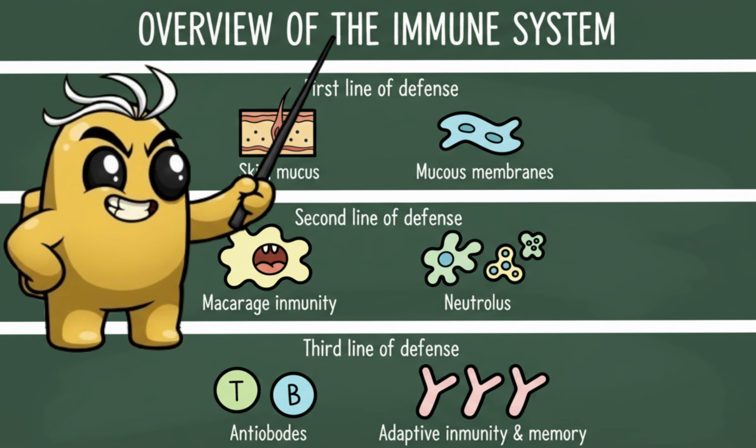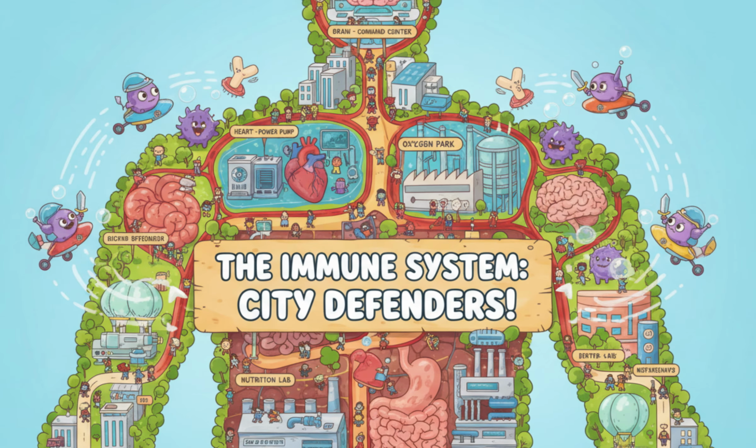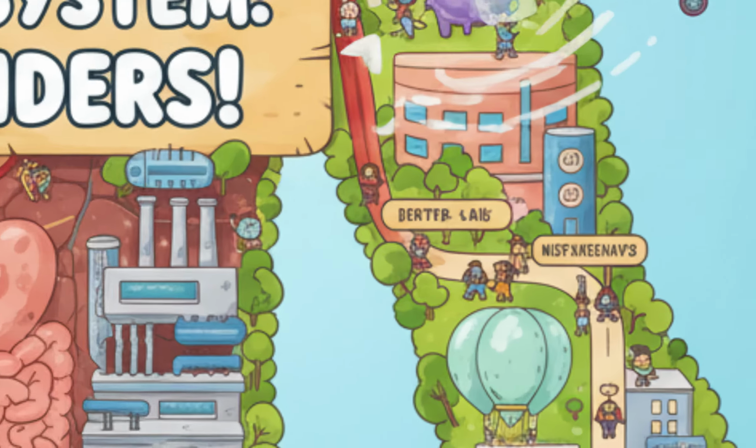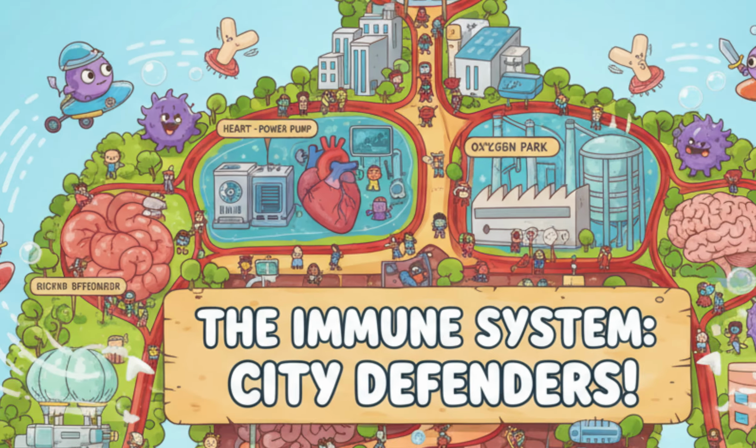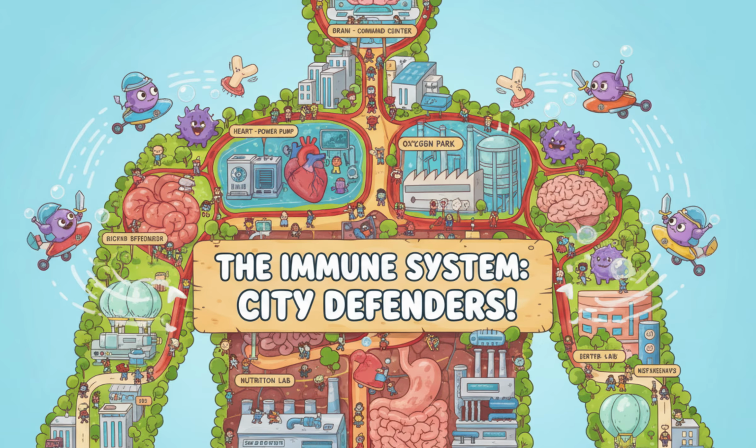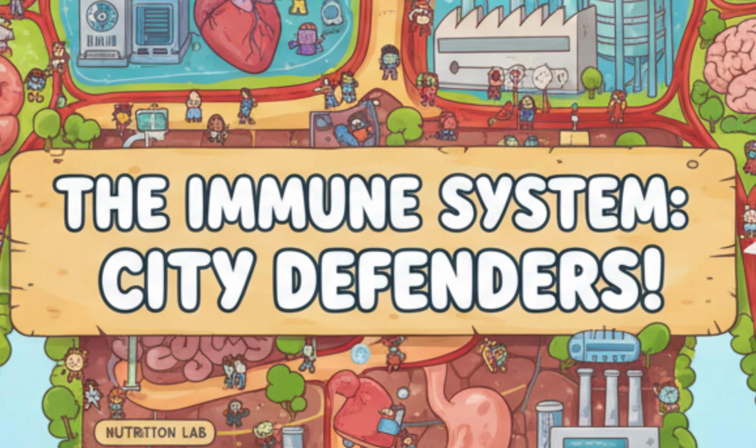Overview of the immune system. Imagine the human body as a living city. In this city, each cell is a citizen, each organ is a functional district, and for the city to exist safely, it needs a constantly operating defense system. The immune system is that system.